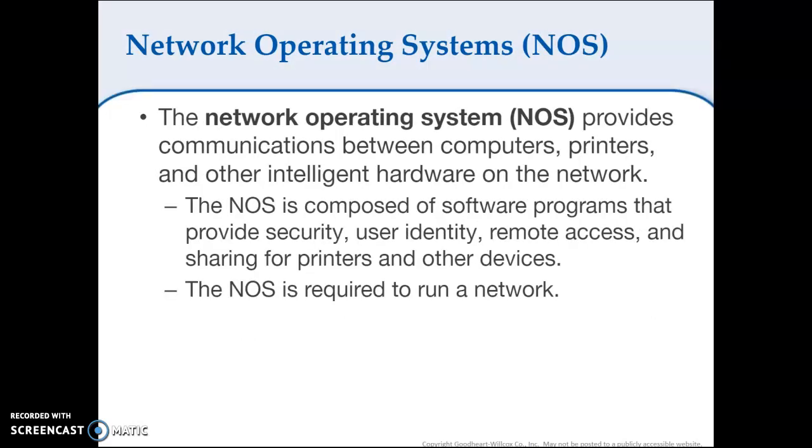A network operating system, or NOS, provides communications between computers, printers, and other intelligent hardware on the network. The NOS is composed of software programs that provide security, user identity, remote access, and sharing for printers and other devices. NOS is required to run a network. So even though we have an operating system to run our personal PCs, in order to run a network, there also has to be an operating system in place there as well.